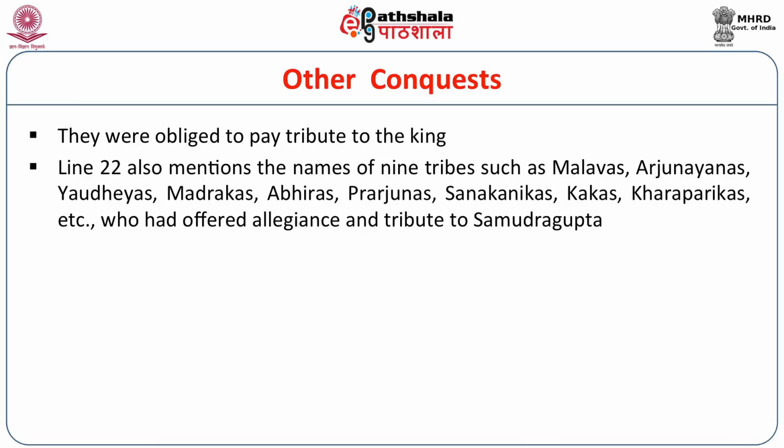Line 22 of the inscription mentions the names of 9 tribes such as the Malavas, Arjunayanas, Yaudeyas, Madrakas, Abhiras, Prarjunas, Sanakanikas, Kakas, Kharaparikas, etc., who had offered allegiance and tribute to Samudragupta. Most of these tribal kingdoms, Malavas, etc., were ruling in the Rajputana and Punjab region, and they were also defeated by the king, offered allegiance and paid tribute to the king.